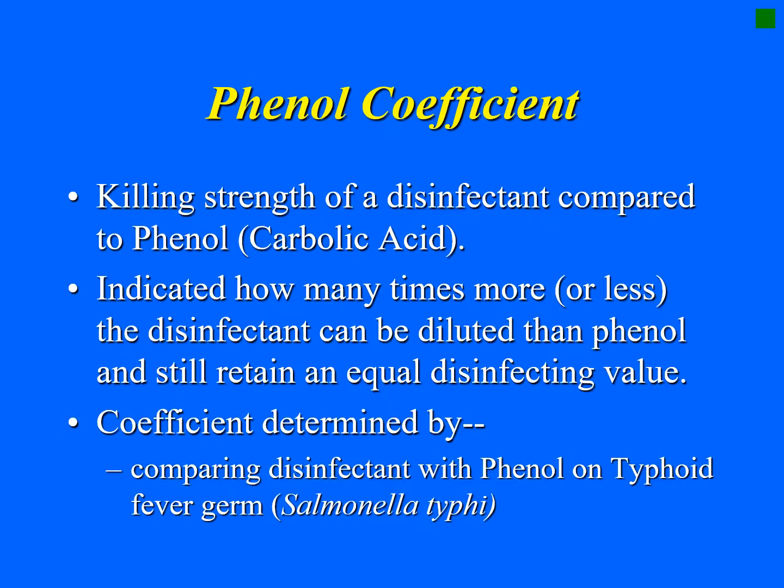But it all boils down to something called the phenol coefficient, which is the killing strength of a disinfectant compared to phenol or carbolic acid. The number indicates how many times more or less the disinfectant can be diluted than phenol and still retain an equal disinfecting value. Basically it says how much you can dilute it and still be effective against killing organisms. The phenol coefficient is determined by comparing that disinfectant with phenol, and the organism they use is the typhoid fever germ, which is Salmonella typhi.